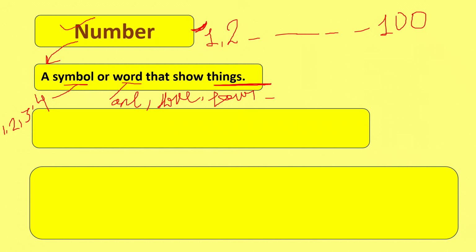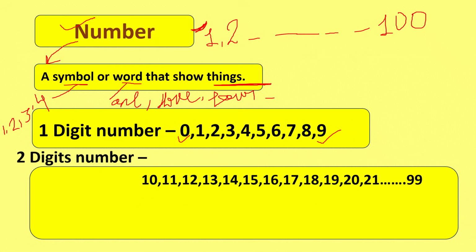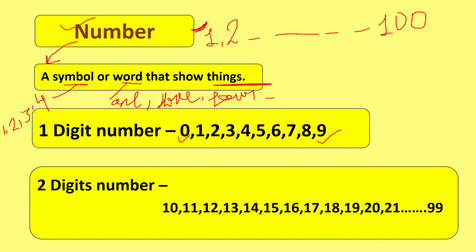Look at the next point, a one digit number. A one digit number starts from 0 and the last one is 9. So 0, 1, 2, 3, 4, 5, 6, 7, 8, 9. It's a one digit number. Look at the next point, a two digit number. It starts from 10 and goes on to 99.